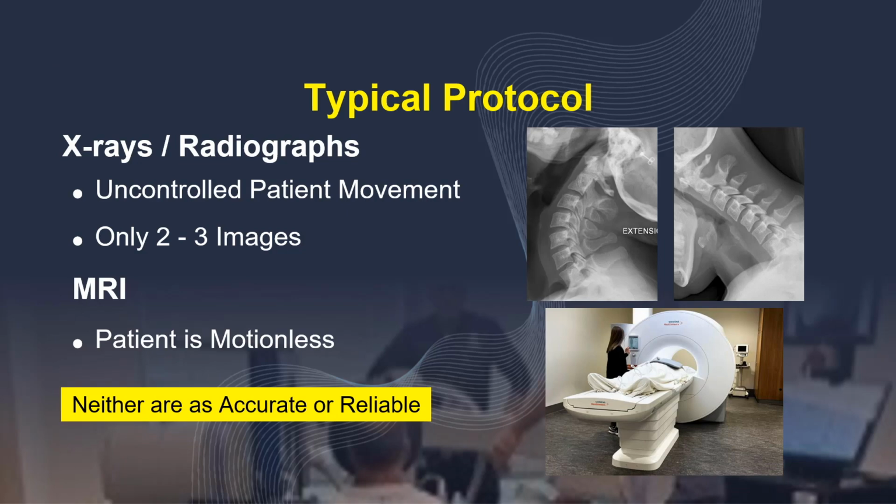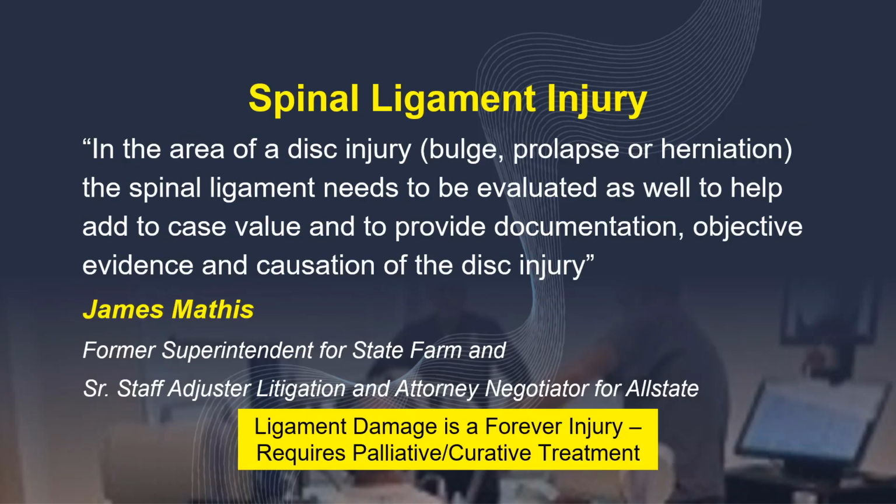If you're sending your patients for an MRI, it is not going to evaluate a spinal ligament instability either, because you already know that an MRI is motionless. And in order to identify this injury, we need a motion test. So neither one of these are accurate or as reliable as the new technology that you're going to see that now can identify spinal ligament injuries at a very high level.